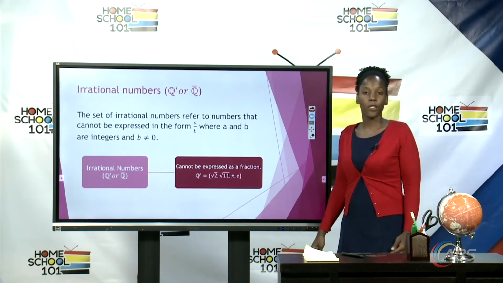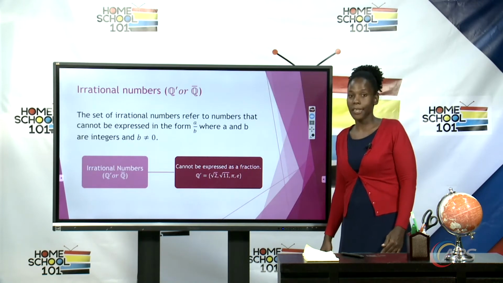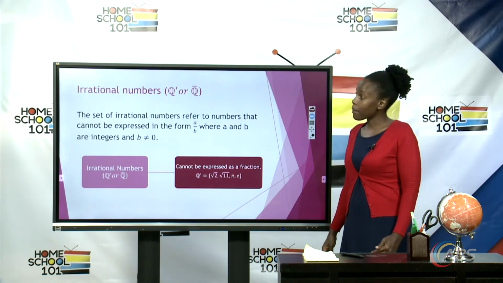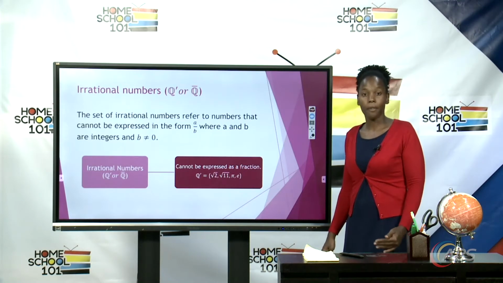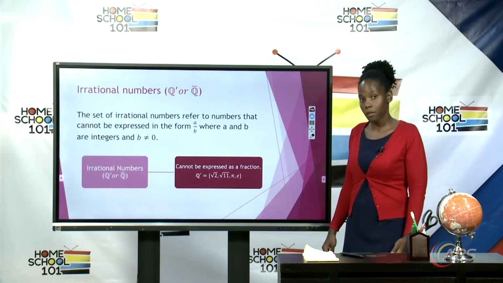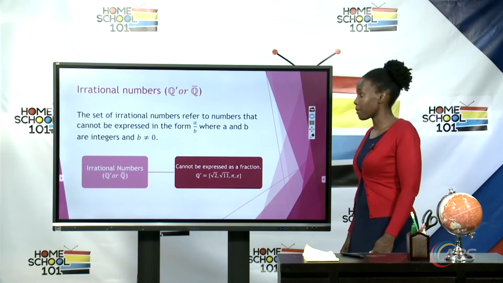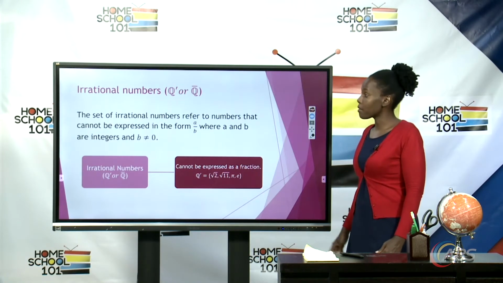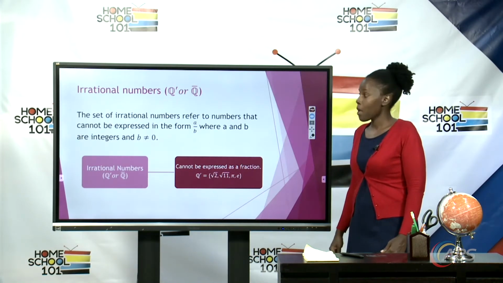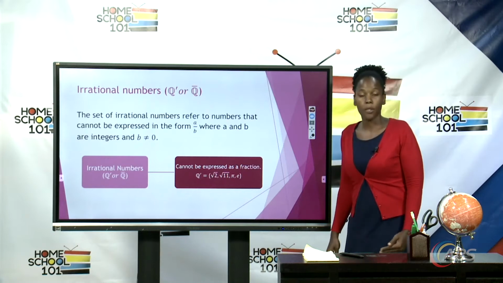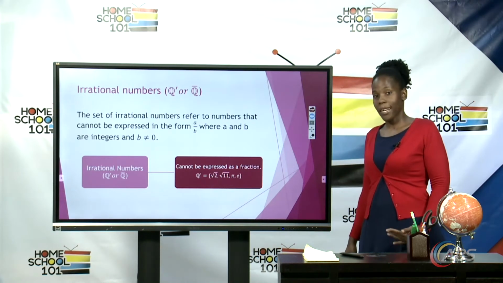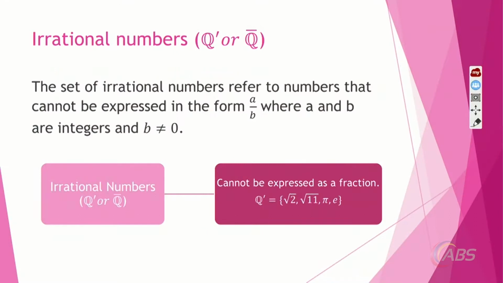Then we move on to our second set. As indicated, the set of real numbers consists of irrational and rational numbers. So we looked at the rational numbers, now we're looking at the irrational numbers. Now the irrational numbers, denoted by the symbol Q, the set of irrational numbers would be those numbers that cannot be expressed as a fraction. So we said the rational numbers are those that can be expressed as a fraction. So the irrational numbers would therefore be numbers that cannot be expressed as a fraction.